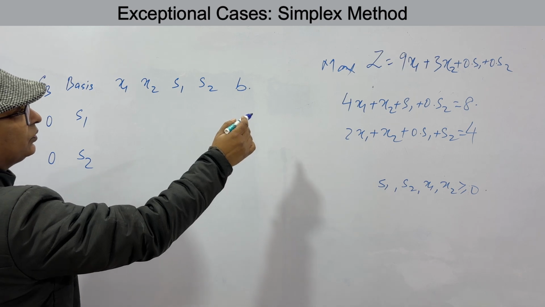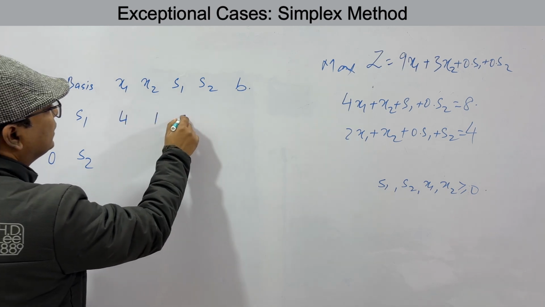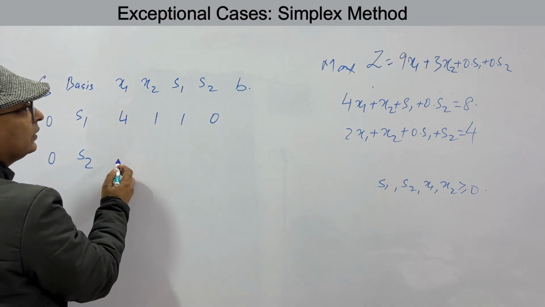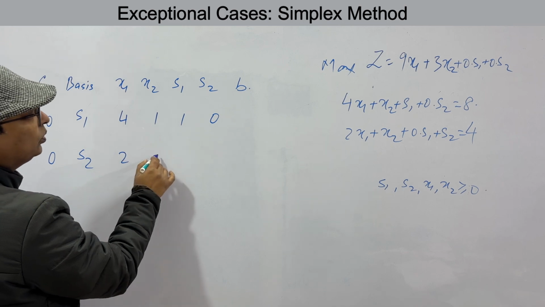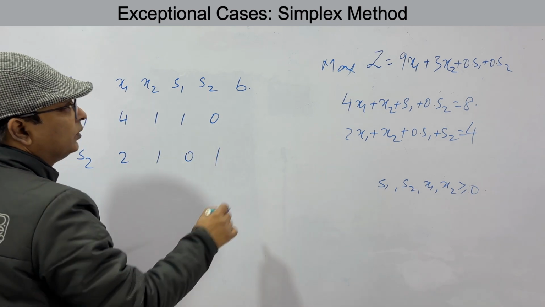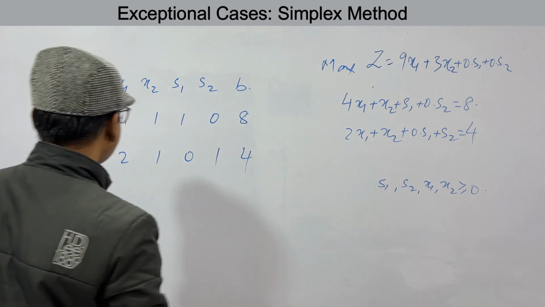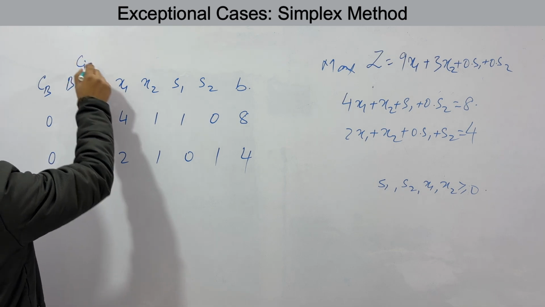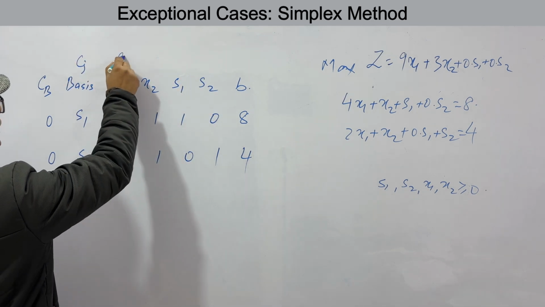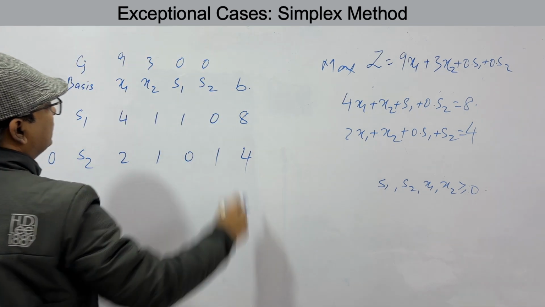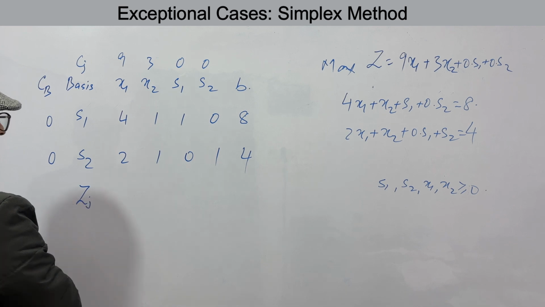So first constraint 4 and 1. See, 4, 1, 1, 0. The second is 2, 2, 1, 0, 1. B is 8 and 4. Okay. Our small cj is 9, 3, 0, 0. And let's compute Zj.